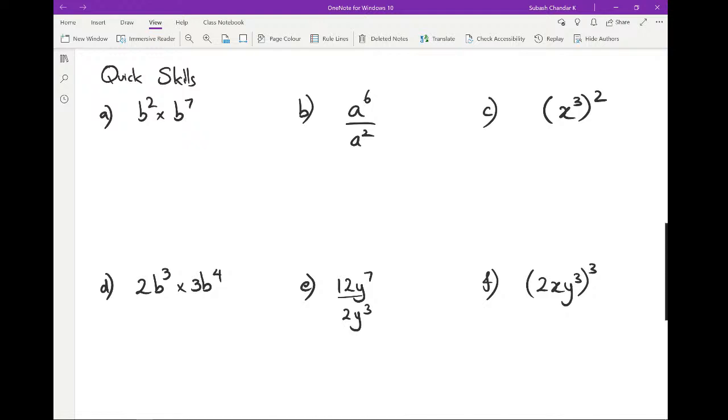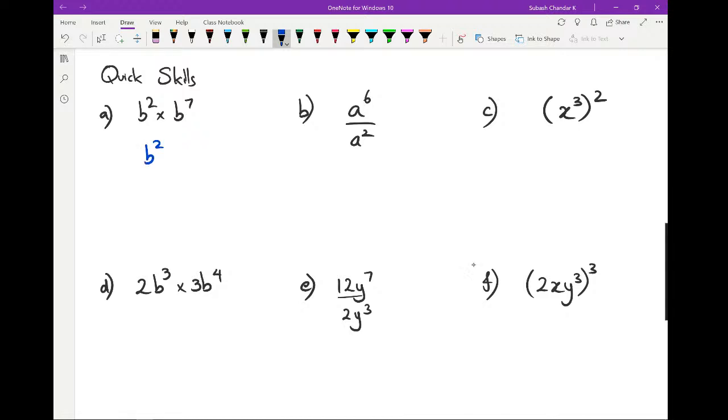All right. So with the first question, remember that we are multiplying powers, not powers of powers. We've got multiplication where the bases are the same. So in this case, we are going to add the powers, because that is one of the expectations and rules. So the first answer you're going to get is b to the power of 9.